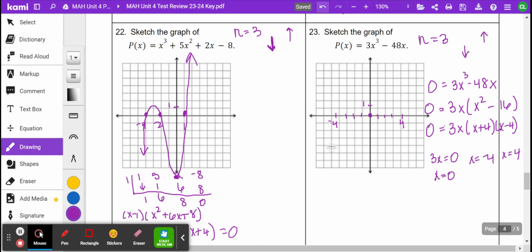The y-intercept is 0, so we don't know. We don't care how high up or down it goes. So here we go. N is equal to 3. We know it's down on the left. And it goes down, and then it finishes high.